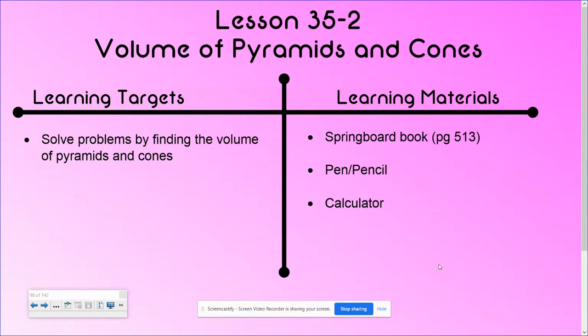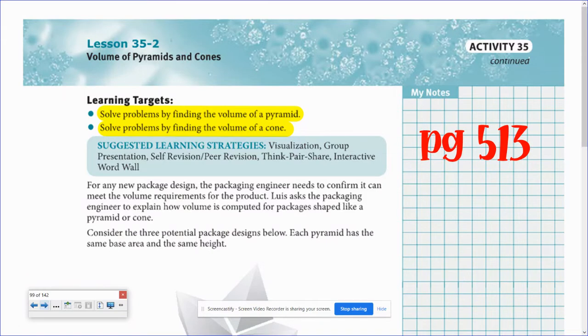Lesson 35-2 is going to talk about volume of pyramids and cones. Okay, so we are in our Springboard book today, starting on page 513. Okay, so we're going to start by looking at this picture here.